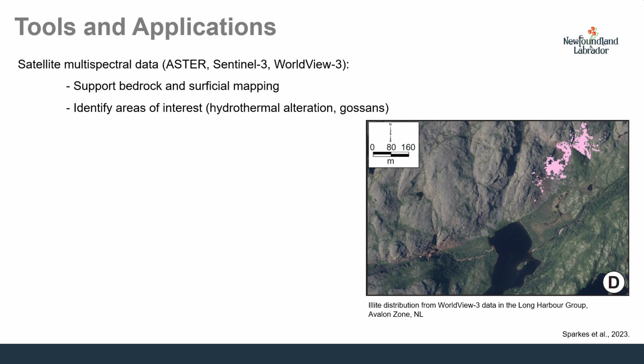What we can do is identify areas of hydrothermal alteration. Greg Sparks and colleagues did an initiative in 2022-23 in the Long Harbour group on the West Coast, where they were able to successfully identify areas of hydrothermal alteration. It doesn't quite apply to the area where we're working in Labrador and just got the recent WorldView-3 data, but depending on where we go next, this kind of data is fantastic to identify areas of hydrothermal alteration and all the associated potential for mineral deposits.